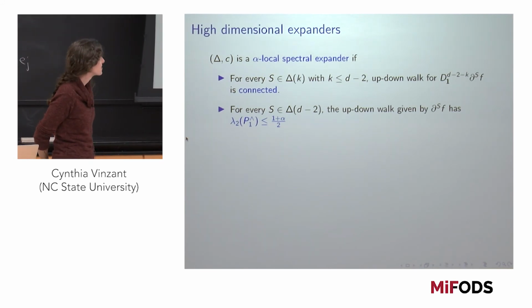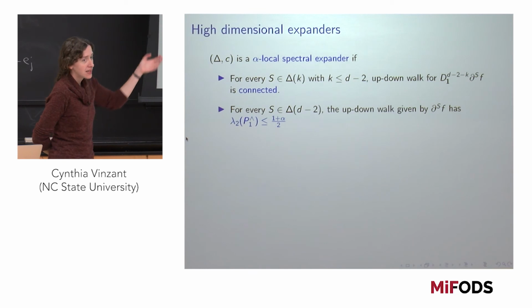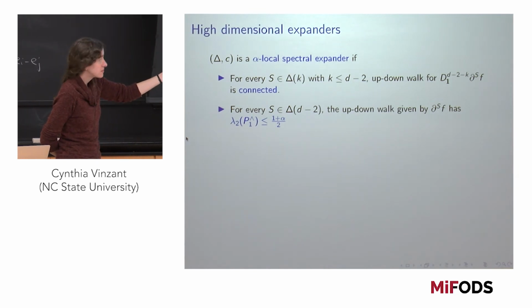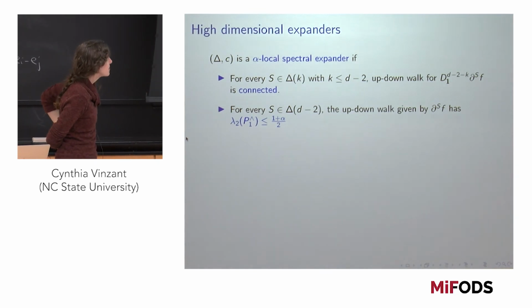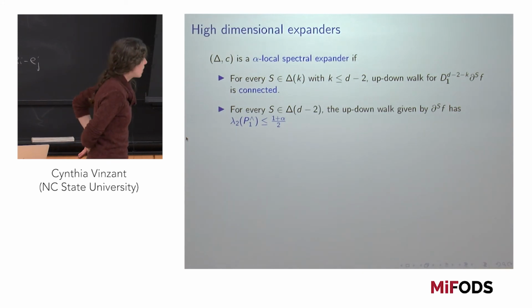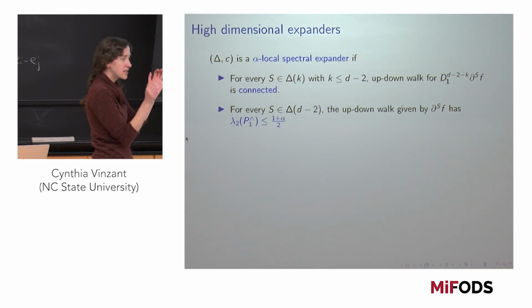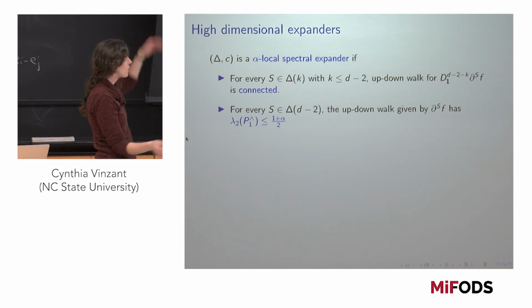Okay, this is maybe the most technical part. But so we're going to call this collection, a simplicial complex and the corresponding weights, an alpha local spectral expander if it satisfies two things. One, and basically both of them are going to be some condition on much smaller parts of this large collection of random walks.